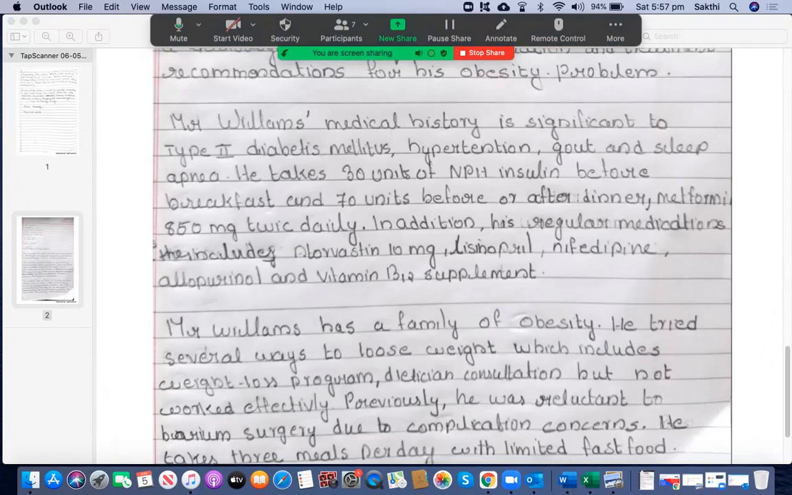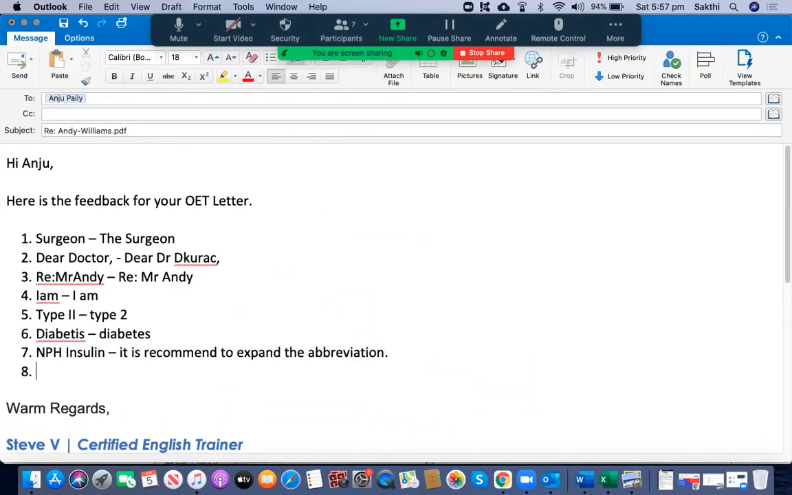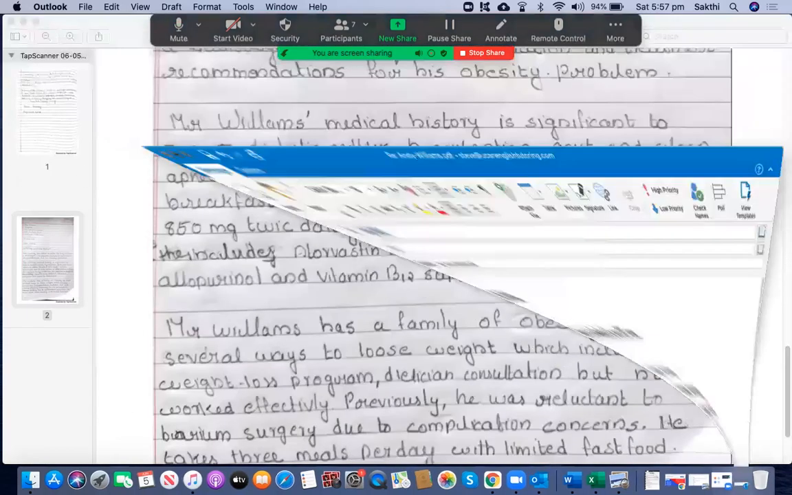Hypertension, gout, and sleep apnea. No worries. Significant for all these things. Good. He takes 30 units of NPH insulin. Is that the full form, or do you know that? I don't know actually the full form of NPH. It's given like that in the test, so I write NPH instead. That's all right. If you don't know, it's okay, but it's recommended to expand the abbreviation. It's highly recommended. All right, let's go to the next one.